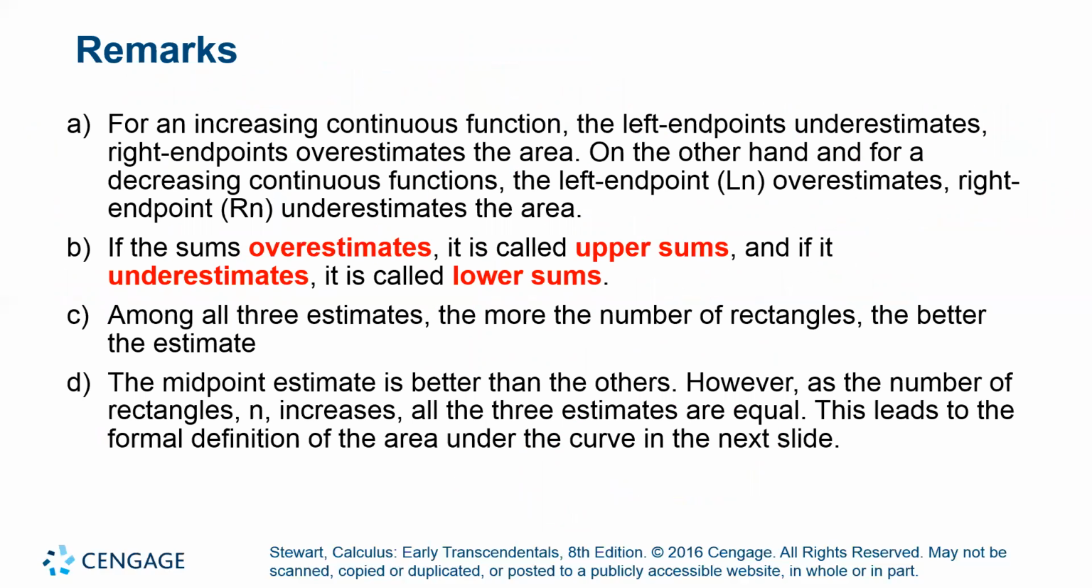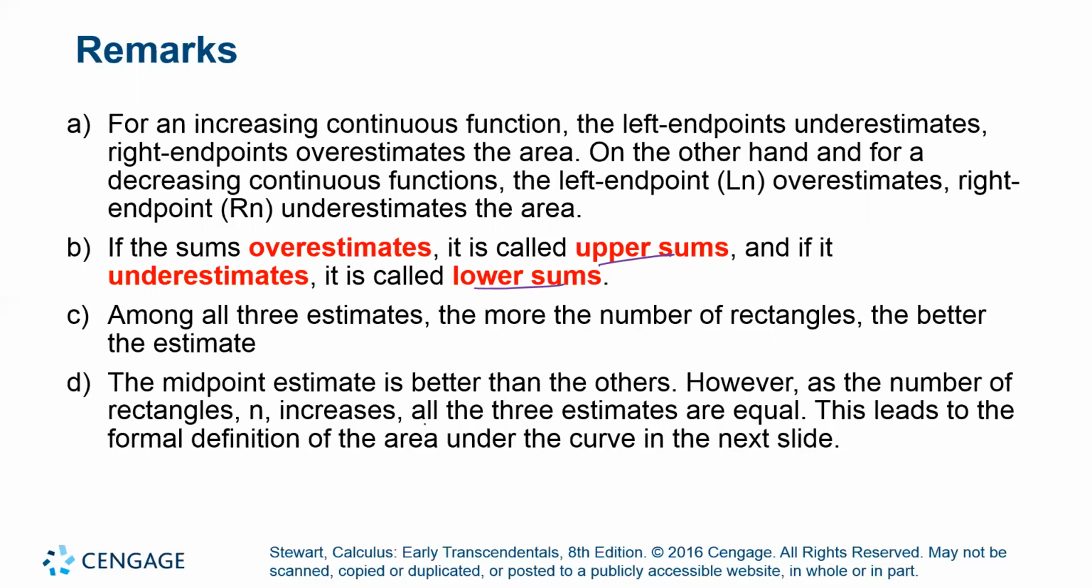Okay, the first remark says that for an increasing continuous function, the left endpoints underestimate and the right endpoints overestimate the area. On the other hand, for a decreasing continuous function, the left endpoint actually overestimates, and the right endpoint underestimates the area. Second, if the sum overestimates, it is called what? Upper sums.